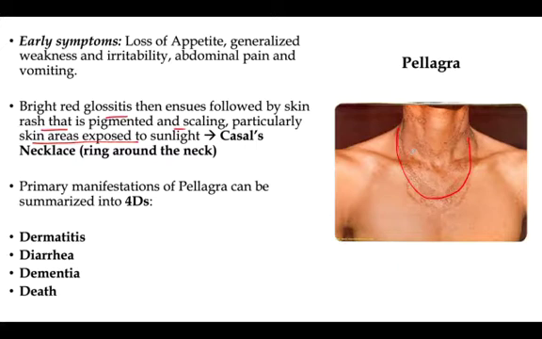Primarily, manifestations of pellagra can be summarized into 4 Ds. First, there is dermatitis, where you will see Casal's necklace. Then there is diarrhea. Then dementia, that is loss of memory and other neurological functions, and ultimately death.